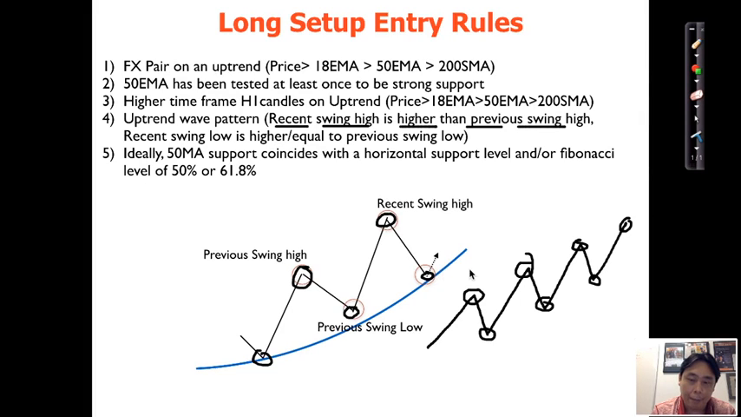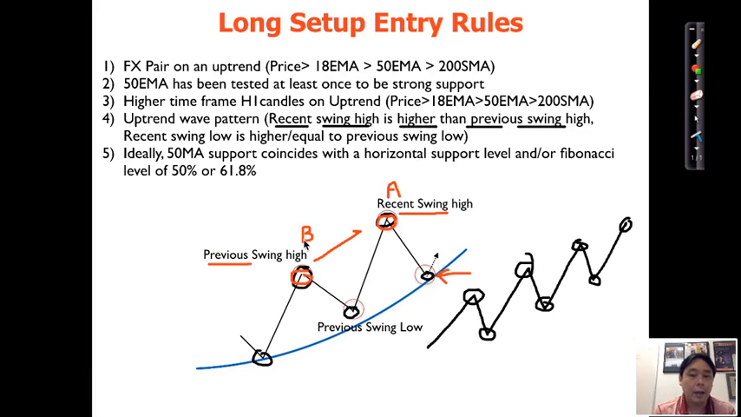So if I'm buying over here, at this point, which is the recent swing high? Well, it's this one, the most recent high. And the previous swing high would be the high before that, which is this one. So I must always ensure that the recent swing high is higher than the previous swing high, hence creating this upward wave pattern. Does it make sense? Very important. So let's call this A, for example. A has to be higher than B. If it is not, it's not a valid trade.